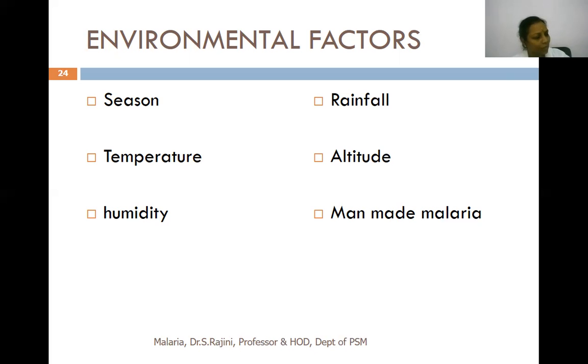In altitude, anopheles are not found at high altitudes, that is from 2000 to 2500 meters. So it is unfavorable for those mosquitoes to breed and live in those conditions. So what is man-made malaria? Burrowing pits, garden pools, irrigation channels, projects. Where man makes all this construction and makes water stagnate and store in those places, mosquitoes can breed. So that is called man-made malaria.